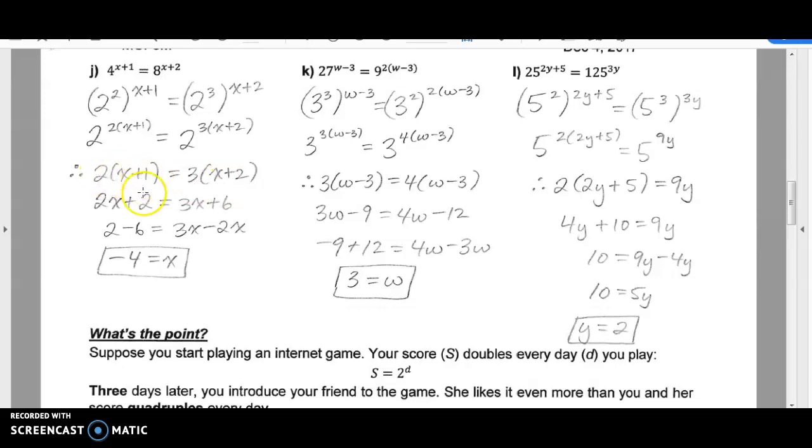So 2 times x plus 1 simplifies to that. 3 times x plus 2 simplifies to this. And I just work my way through, isolate for x, and x gives me negative 4. Okay, so K and L are done the same way.